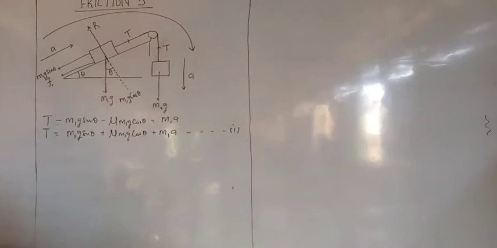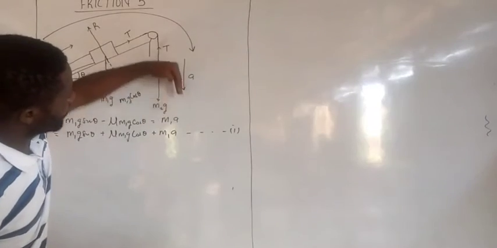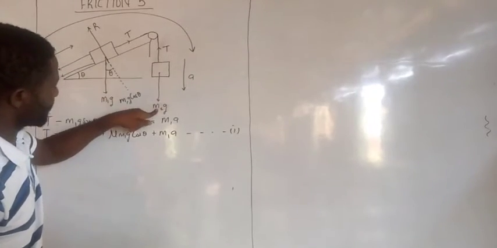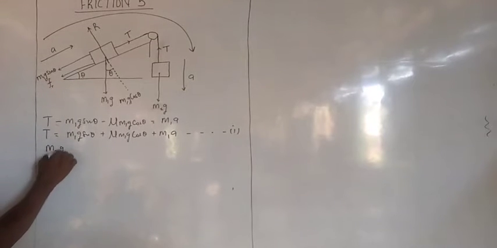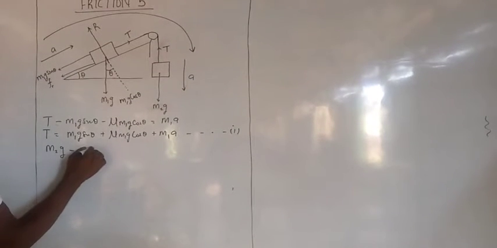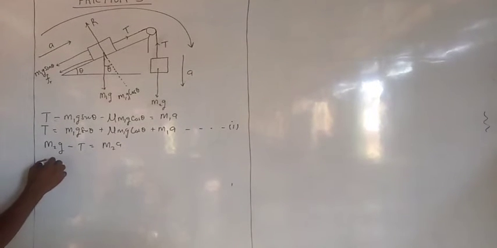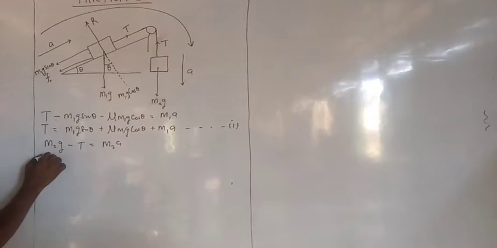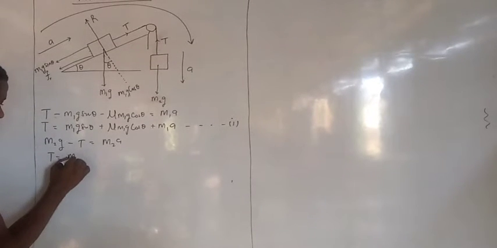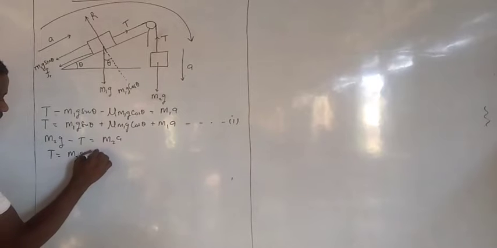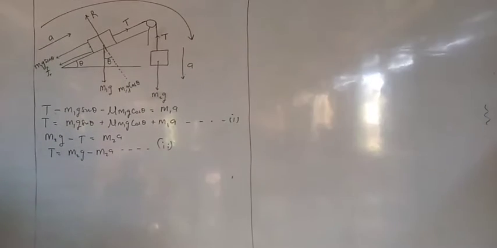Now, I will come to the second body here. Since the direction of acceleration is downward, I have to take this one into consideration first. So I have M2G minus T is equal to M2A. So from here now, I have T is equal to M2G minus M2A, and I will call this equation 2.